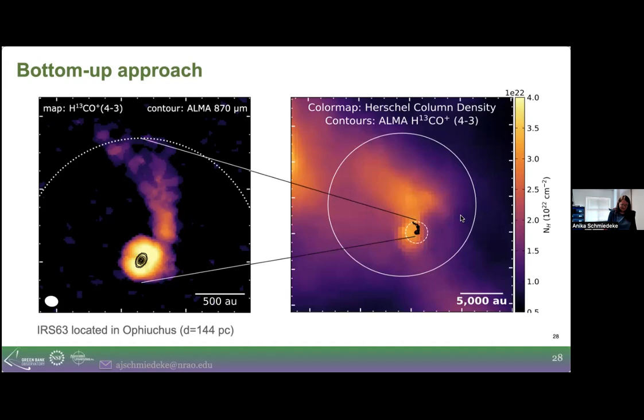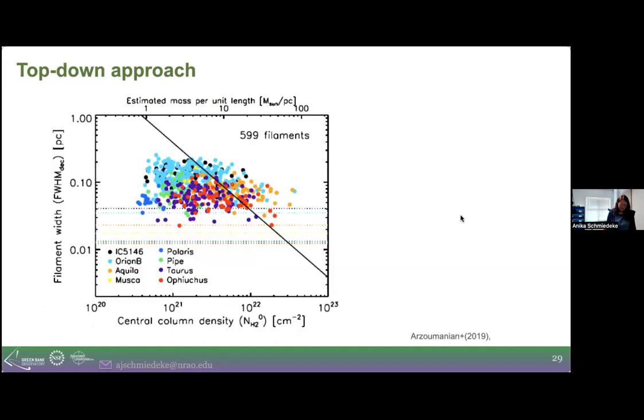And then the top-down approach. I've also mentioned at the very beginning this study by Arzoumanian, where they looked at 600 filaments in 8 different star-forming regions. And you see a plot of the filament width versus the central column density here. If I were to place Barnard 5 in, I hope you could see that it showed up. It's just about here, at the tip of the straight line that they fit.